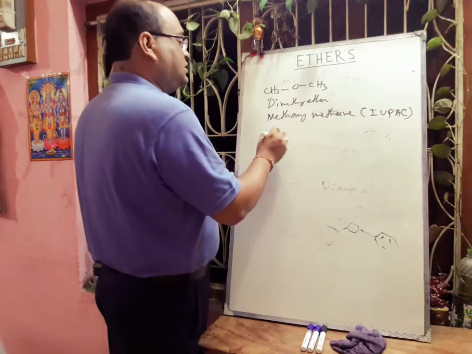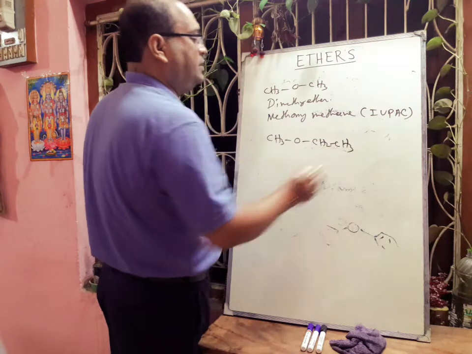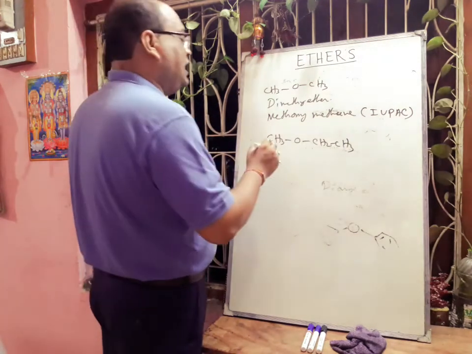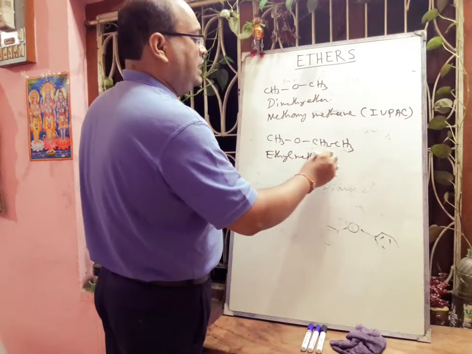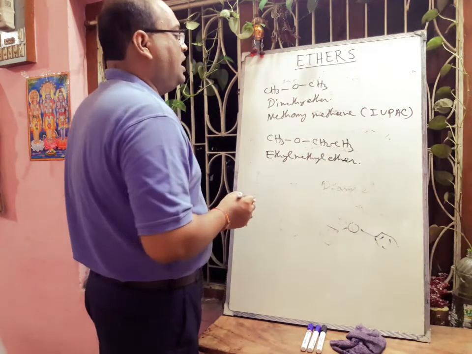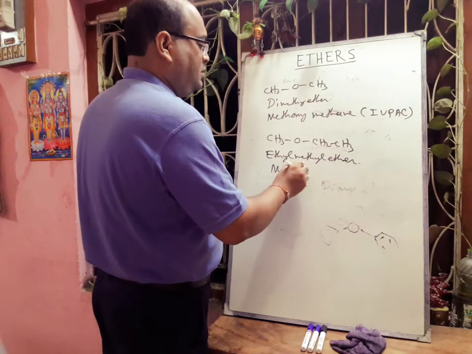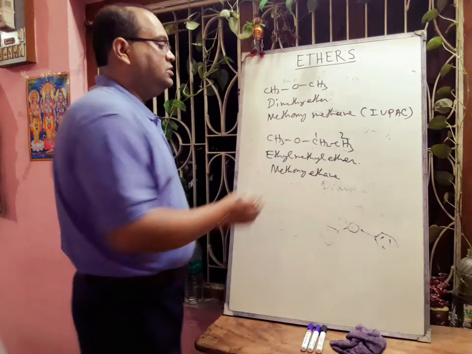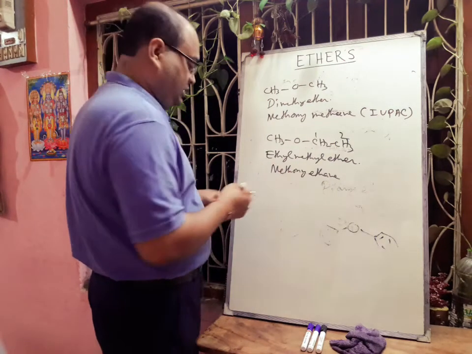Next, CH3OCH2CH3. This is a mixed ether. The name of this mixed ether is ethyl methyl ether. This is the common name. And what will be the IUPAC name? The IUPAC name will be methoxyethane. As this one is the longest carbon chain, this is the parent, and the other is the substituent. So here we have to write alkoxyalkane. So this is methoxyethane.